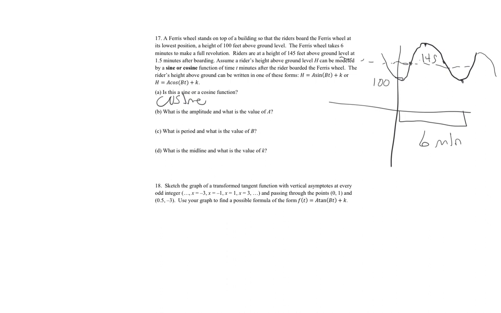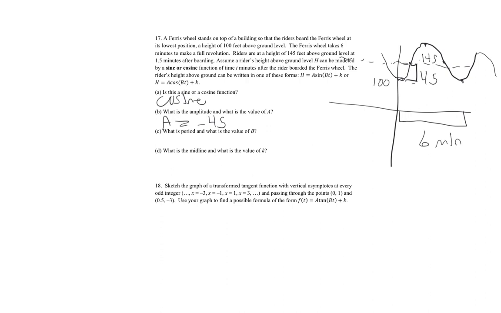And then we say, what is the amplitude and what is the value of A? The amplitude, because the midline is 145, the amplitude would have to be 45 because the lowest point is 100. So from the midline to the lowest point is 45, or the highest point, right? And so the value of A is negative 45 because it's reflected. It's a reflected cosine. Because regular cosine achieves its maximum on the y-axis, and this cosine achieves its minimum on the y-axis.